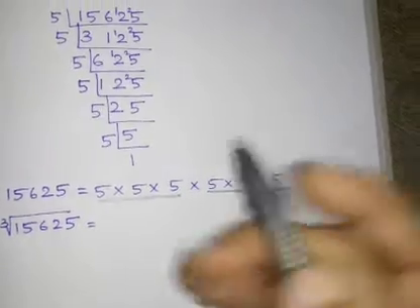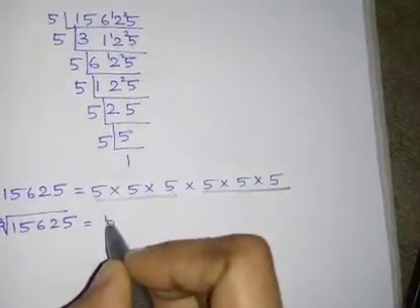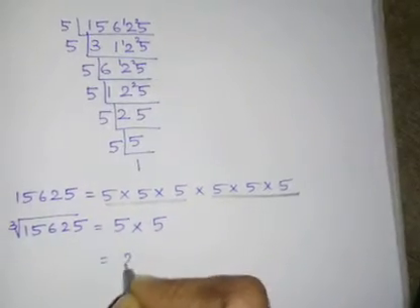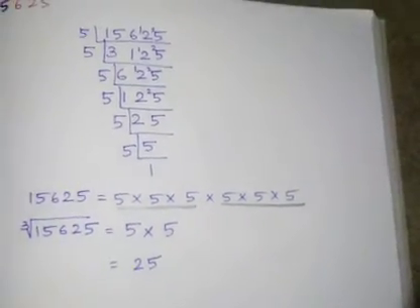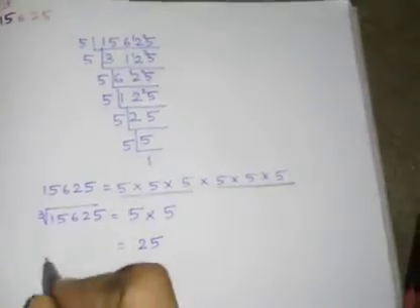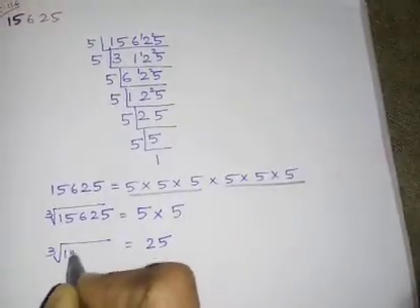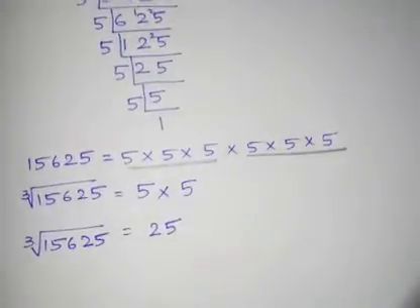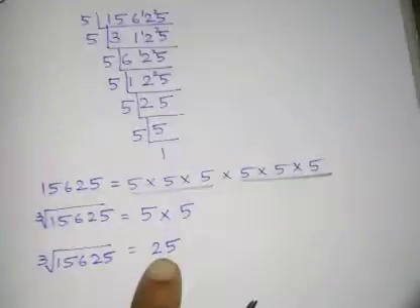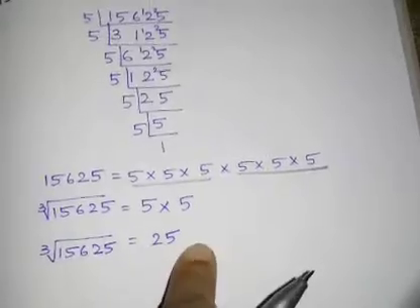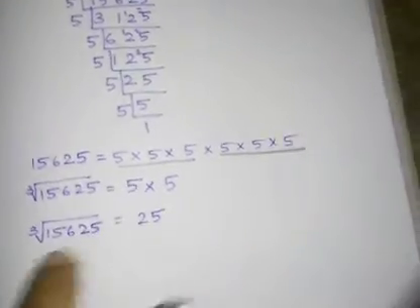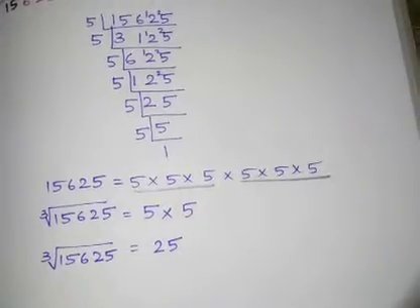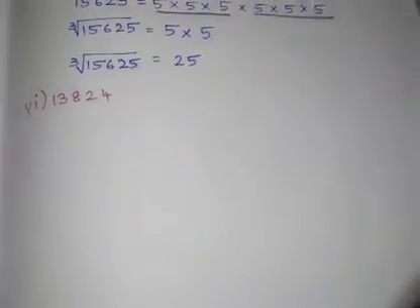Now what will you do? Instead of this 5, I'll write one 5. Instead of this 5, I'll write one 5. 5 5s are 25. So the cube root value for 15,625 is 25. If I multiply 25 into 25 into 25, I'll get 15,625. Understood?